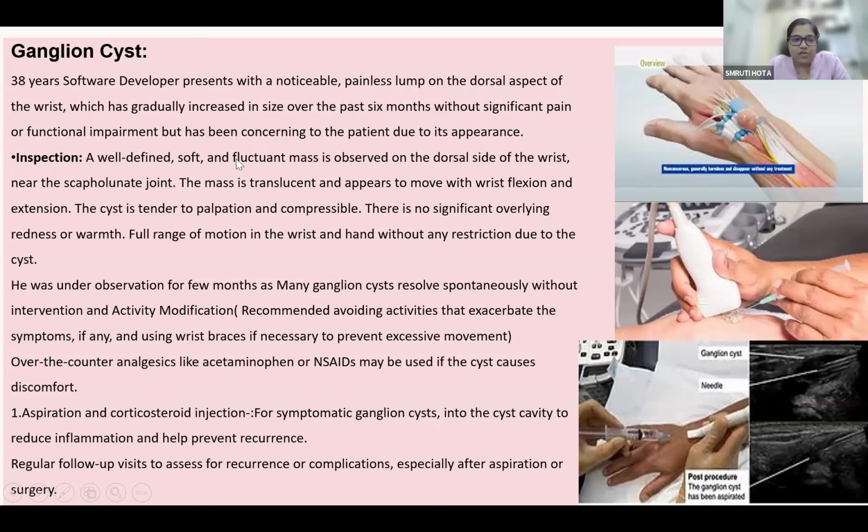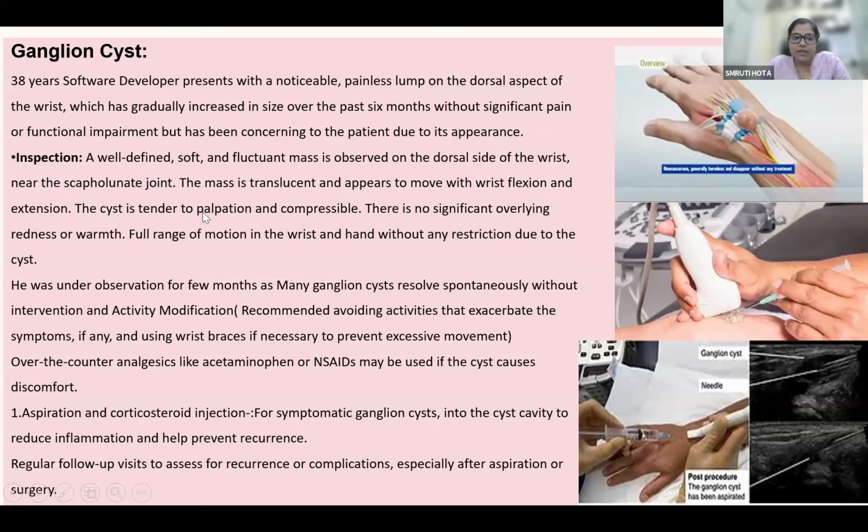On inspection, a well-defined soft and fluctuant mass is observed on the dorsal side of the wrist, and usually it is very common at the joint or at the tendon. Here you see, it is very common near the scapholunate joint, and the mass is translucent and it moves with wrist flexion. Commonly, it originates from the tendon sheath, and that's why it moves with flexion and extension along with the movement of the tendon.